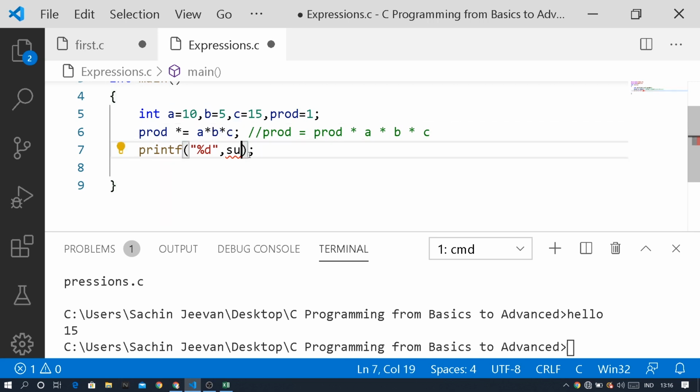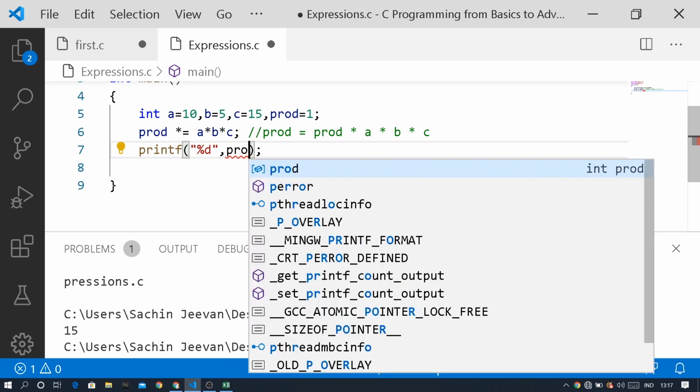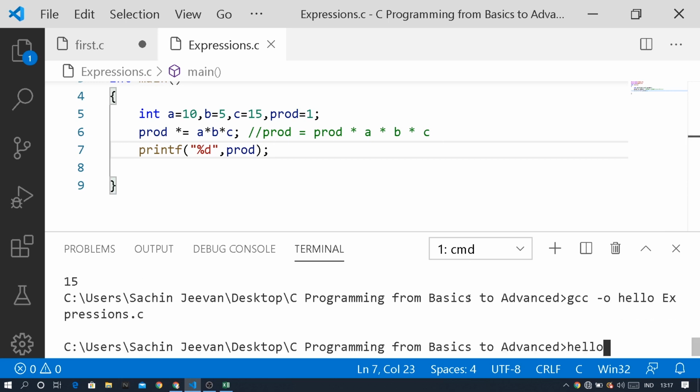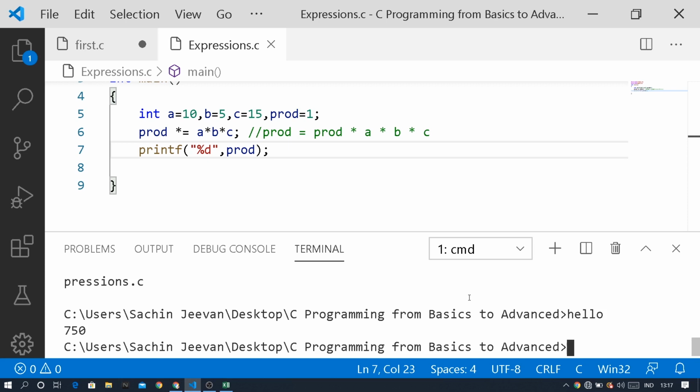And finally, I have to print the product value. What will be the answer of this? The existing product value is 1, so 1 multiplied by 10 is 10, 10 multiplied by 5 is 50, and 50 multiplied by 15 will be the answer. So we will go ahead and compile it again. Yes, 750. So you require the compound assignment operator whenever a variable in an expression occurs both on the left side as well as on the right side. Then you go for the compound assignment operator.